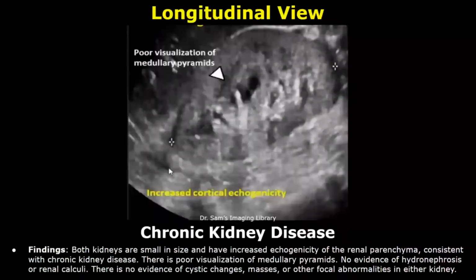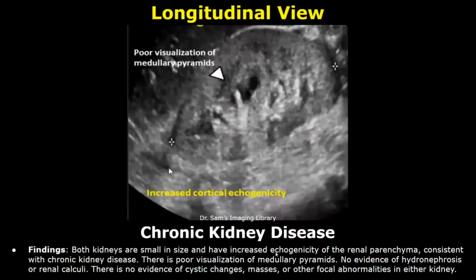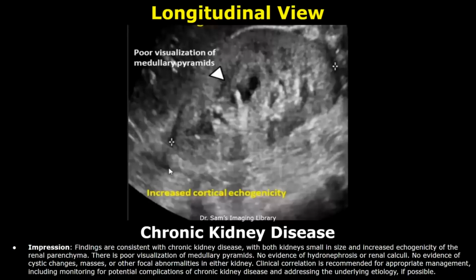This example is of chronic kidney disease. In the findings, both kidneys are small in size and have increased echogenicity of the renal parenchyma. Also, there is poor visualization of medullary pyramids. This is the impression. Findings are consistent with chronic kidney disease, with both kidneys small in size and increased echogenicity of the renal parenchyma. Also, there is poor visualization of medullary pyramids.